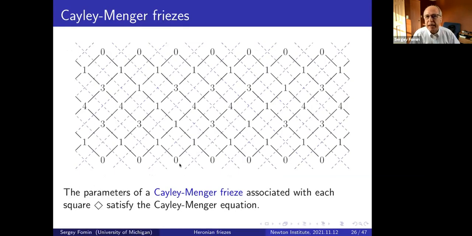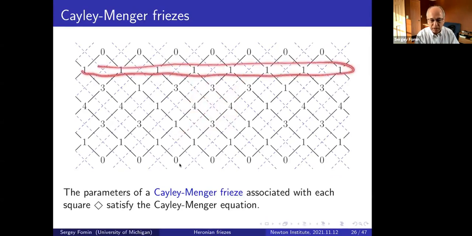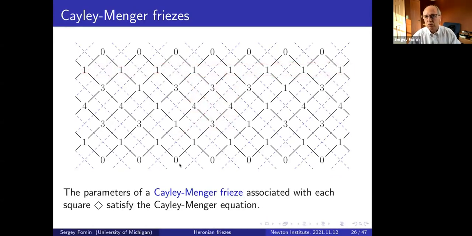So we can introduce these Cayley-Menger friezes now. If you know 3 entries here, you find the 4th entry, together with, of course, you also need to know these 2 parameters from the boundary. In this case, the boundary is all 1s, so it's the usual friezes with trivial coefficients, Cayley-Menger friezes, right? So we want the Cayley-Menger equation instead of the Ptolemy equation. Okay.